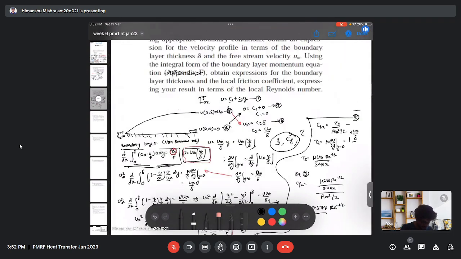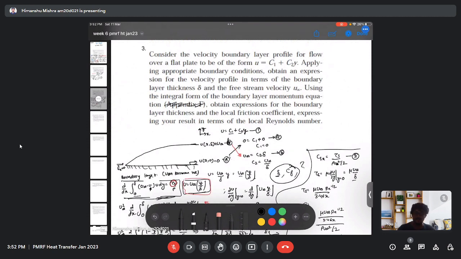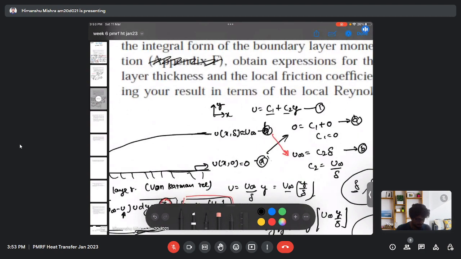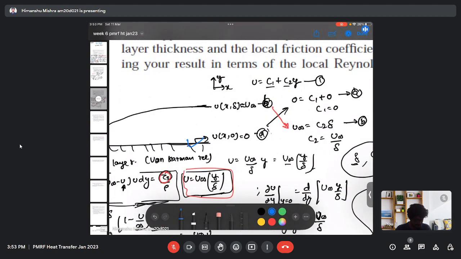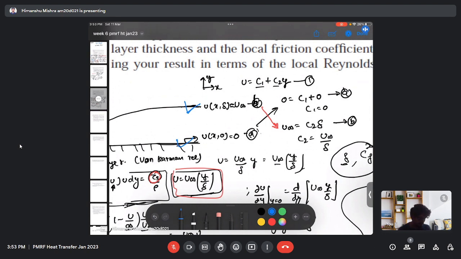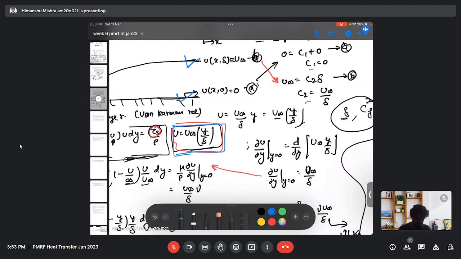So let me recap the question. We have been given a flat plate boundary layer, and some form of boundary layer profile in terms of constants, and we need to determine the velocity profile in terms of u infinity and delta. For that, we use the boundary conditions at the flat surface and at the boundary layer thickness. We use two boundary conditions and get the two constants c1 and c2, and we can write our velocity profile in terms of u infinity and delta.